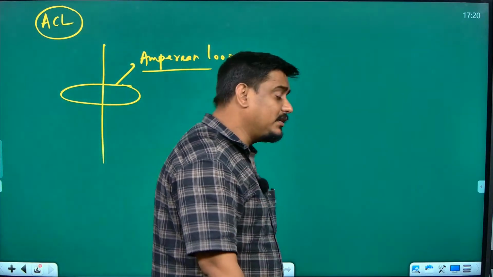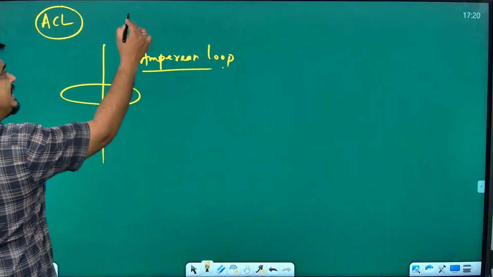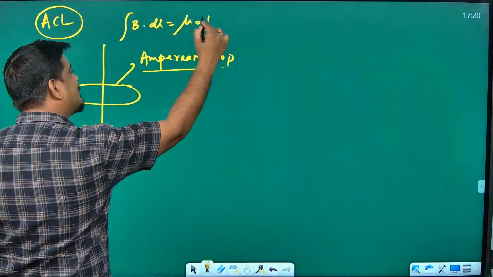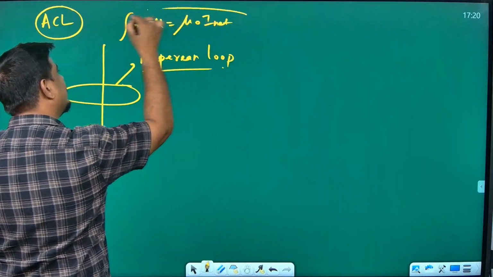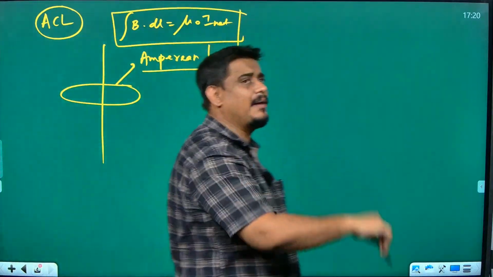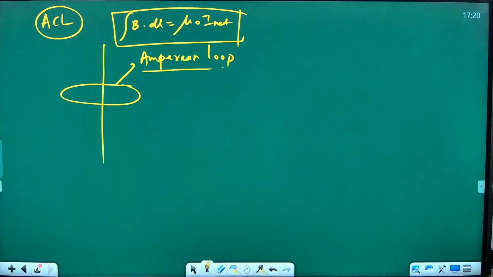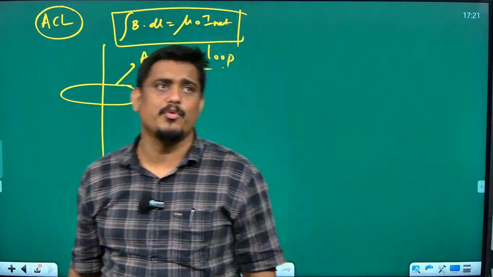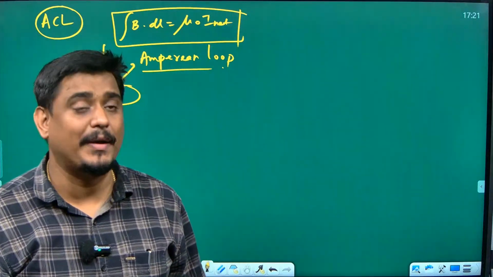So what Ampere's circuital law says is that the integral of B dot dl is equal to mu naught times the net current enclosed. This is the expression for Ampere's circuital law. Integral of B dot dl is equal to mu naught times net current enclosed. And by this, you can even derive mu naught I by 2 pi R.